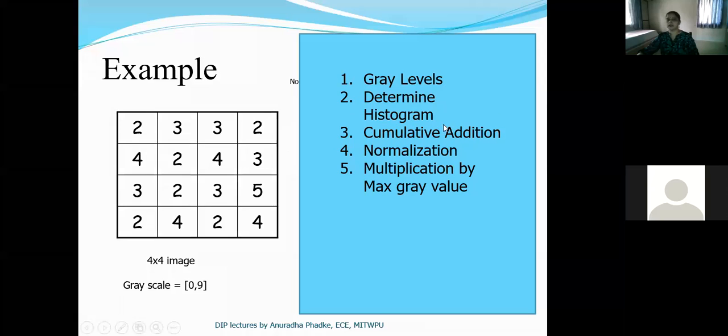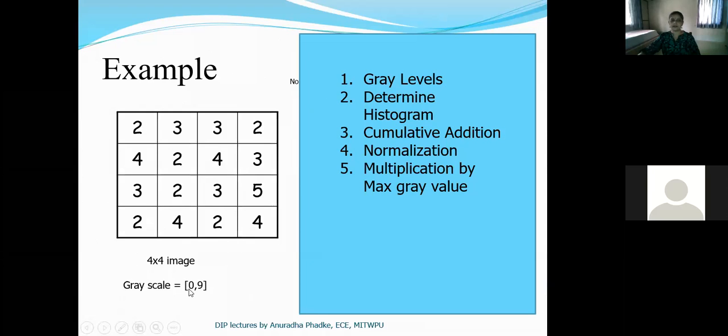After determining the cumulative addition, we can normalize the CDF. Okay, so the next step is normalization. And after normalization, we can multiply each normalized number by the maximum gray value in the given example. Okay, so let us see how we can do it. The first step is very simple, that is gray levels. As given in the problem statement, there are 10 gray shades, 0 to 9. So now determine the number of pixels belonging to each gray value.